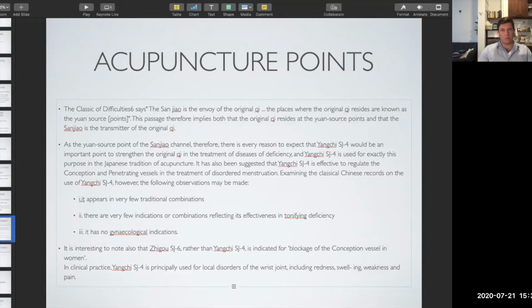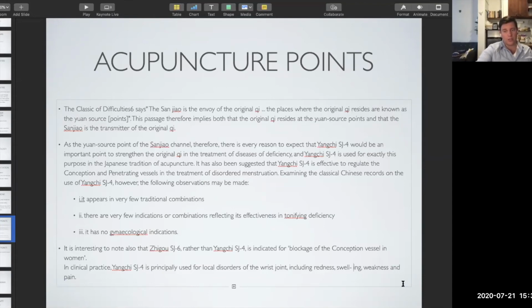In clinical practice, the Yuan source point for the Sanjiao is principally used for wrist problems because that's where it is. It's like this Sanjiao system that in theory should do so much in the body, the point that should be the most tonic point for this network system is used for local problems in the wrist, and that's about it. I don't quite know what to make of that.